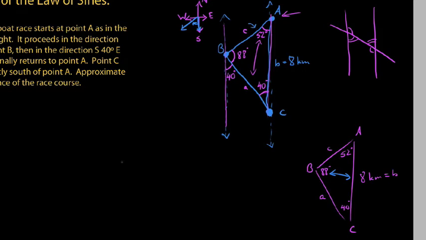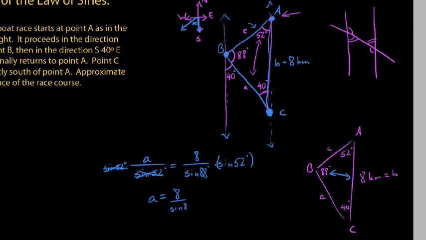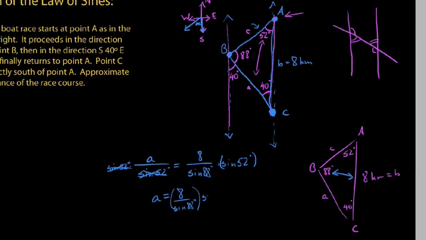And since we're solving for a side length, we'll put that on the top of our ratio. So we say a over sine of A. Now we know the sine of its angle, it's the sine of 52 degrees. This is the same thing as lowercase b, which is 8 kilometers, over the sine of B, which is the sine of 88 degrees. So now solving this for a, we can take both sides of this proportion times the sine of 52 degrees. And we turn out that a is equal to 8 over sine of 88 degrees, all of that times the sine of 52.